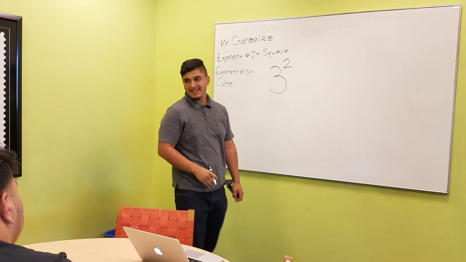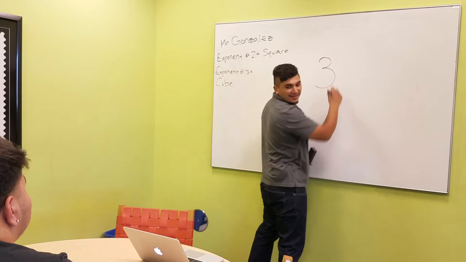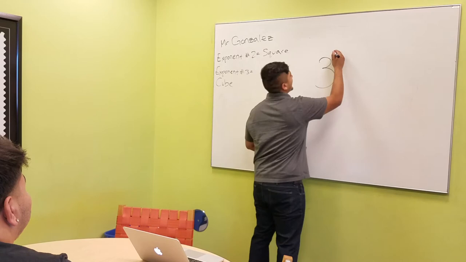So, let's say you have the number 3, like Mr. Joseph had previously stated. And you'll get your number 12 soon, Mr. What's your name? Mr. Tito? Yes, correct. At the beginning of the video, he said that.